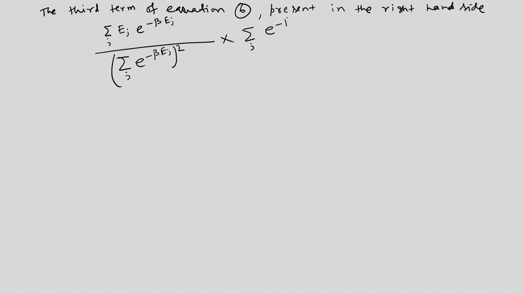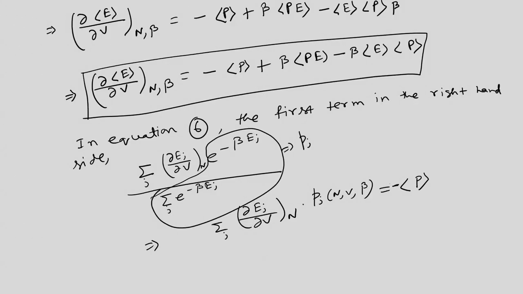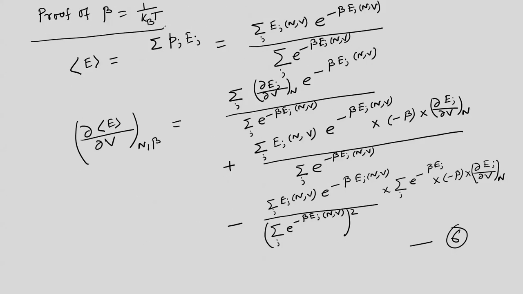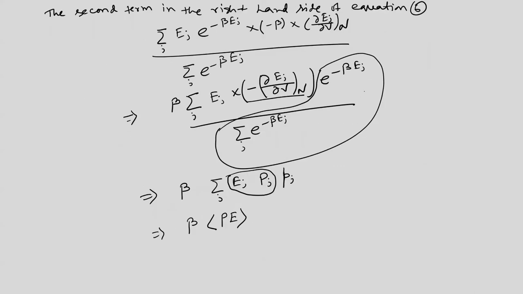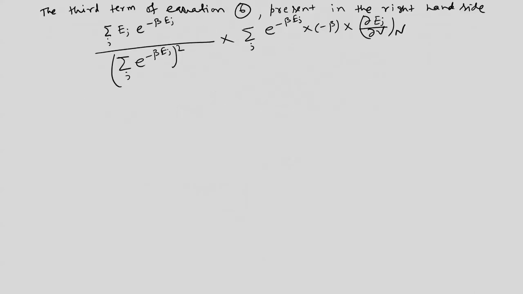e to the minus beta E j times minus beta times del E j by del V at constant n. So, this is our third term of equation 6 that is present in the right hand side. Okay. Now, we can simplify this one.